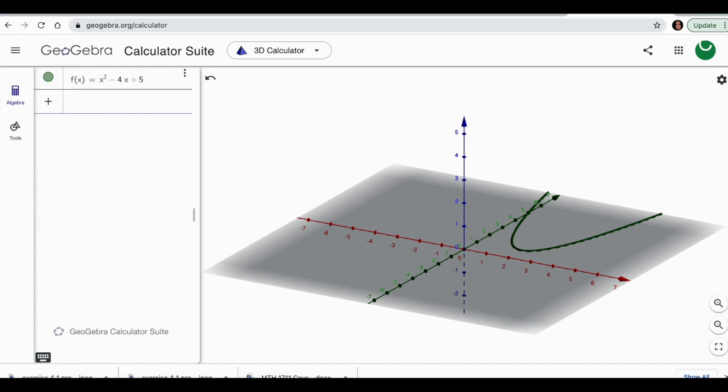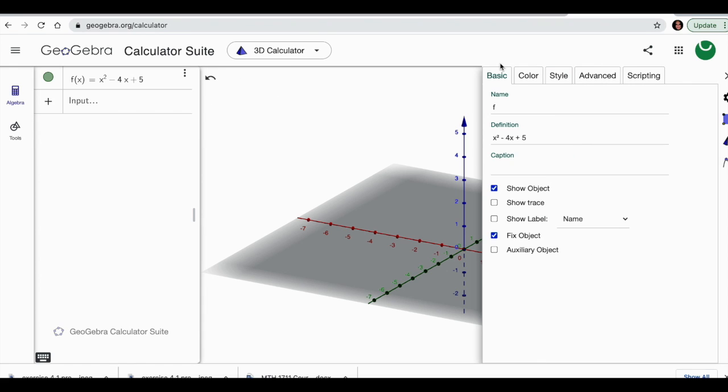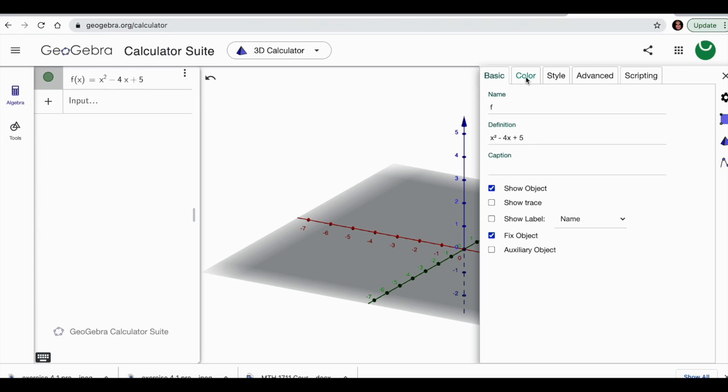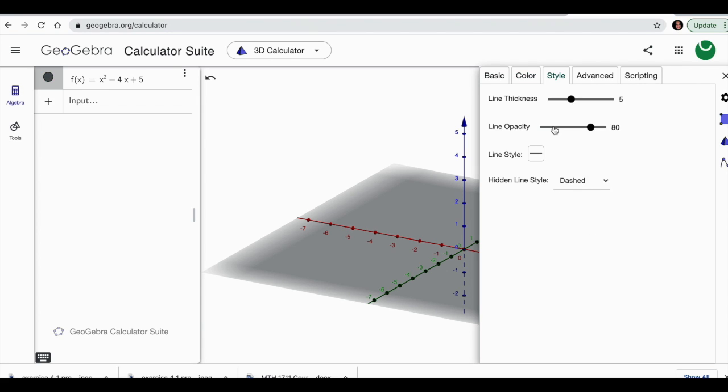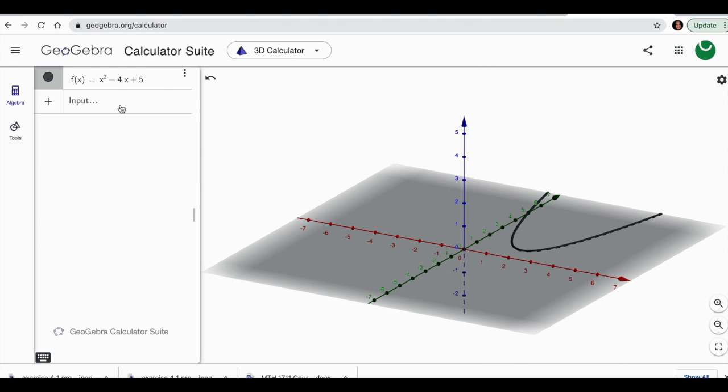So there we go. Now, if you want to change the color of that, you can go to settings, and there's all kinds of stuff that you can do here. You can choose color if you want to change the color. I like doing my graphs in black. You can change the line thickness. You can make it a dashed line. There's all kinds of things you can do to adjust your graph. I'm going to create a slider because I'm going to show you how we can take this parabola and rotate it around the x-axis to get a visualization of what that solid would look like.